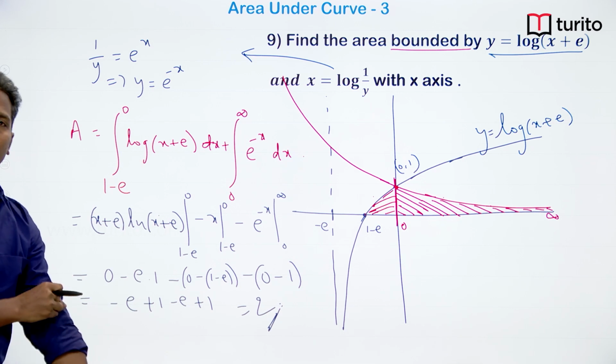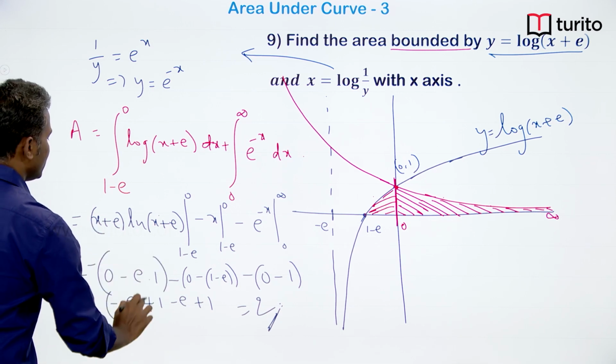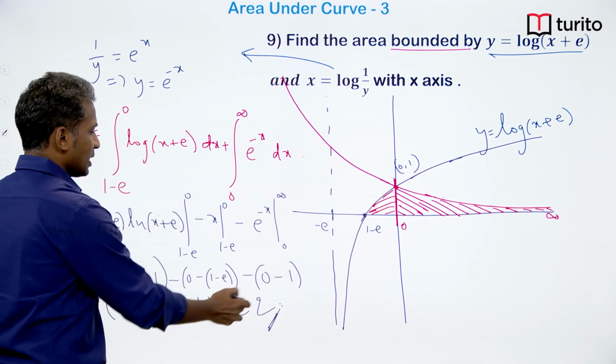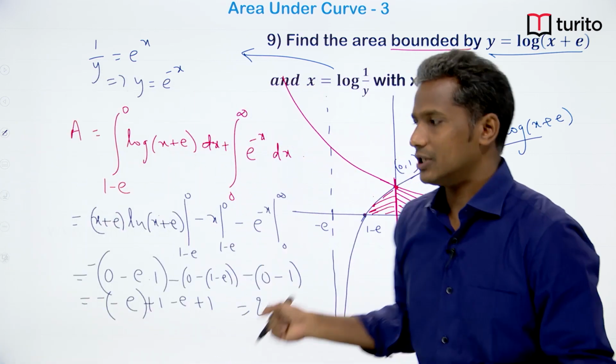Okay. Can we proceed? So, here the actual mistake was we put the limits in reverse order. So, it must be plus e and e must have got cancelled and you will get 2 as the answer. Okay. So, this is how we will solve this problem.